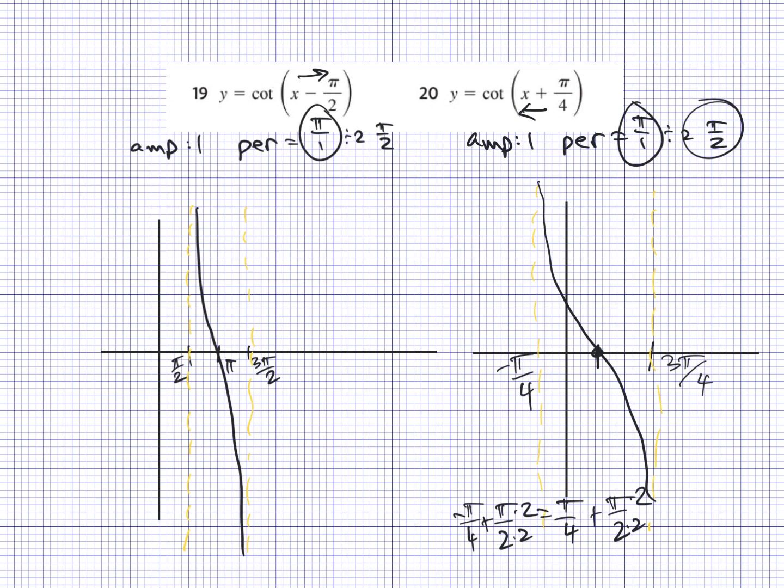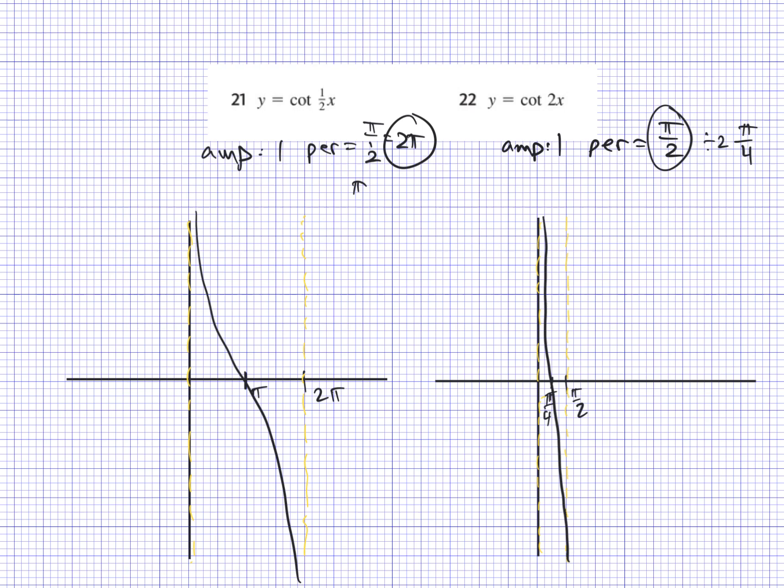Okay, 21. Cotangent again. We don't shift, so our asymptote's at 0. But our period is pi over 1/2. So that gives us 2 pi. And half of 2 pi is pi. So from 0, we add pi and another pi. And then we draw our cotangent curve. But our amplitude is 1, so it's a normal curve.